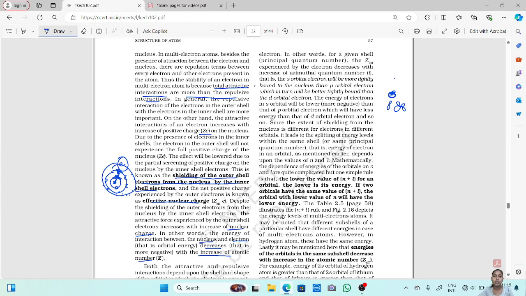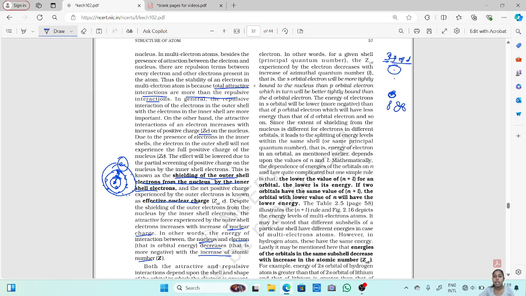So in other words, for a given shell, that is principal quantum number, the Z effective, the effective nuclear charge experienced by an electron decreases with the increase in azimuthal quantum number, that is your subshells. This is a shell, principal quantum number 2. Then you have 2s, 2p, and I'll take 3. Now you have 3s, 3p, 3d. These are subshells, right? 3s, 3p, 3d. This is your principal quantum number, that is 3.